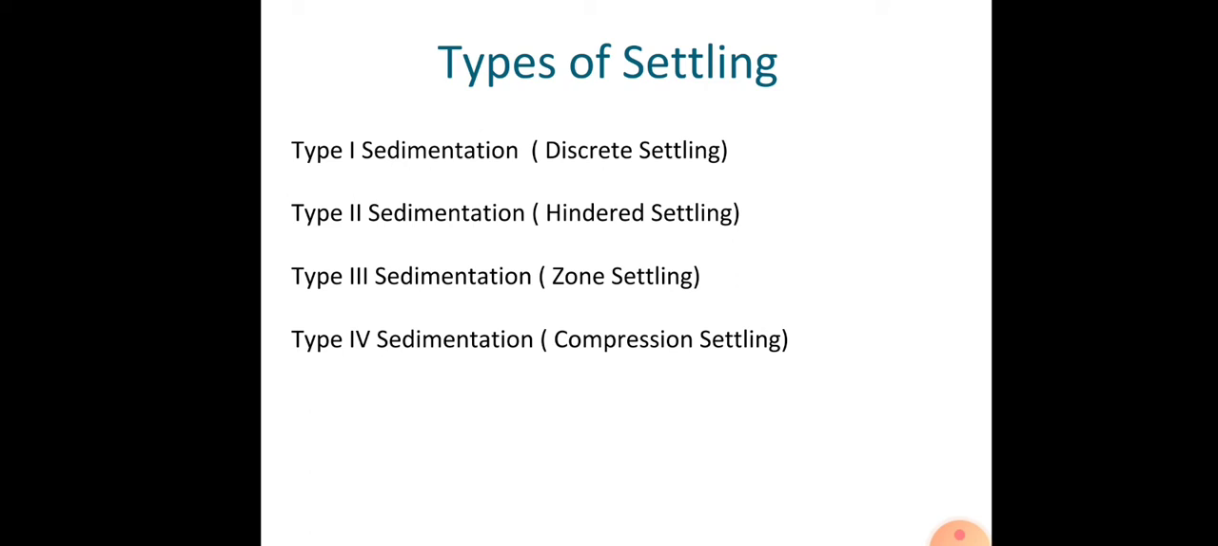And compression settling also refers to the flocculant suspension wherein the concentration of the particles is very high. So here what happens? There will be a compression of particles. But in a water treatment plant we will be dealing only with type 1 and type 2 settlings, because we encounter only these two types of settling in the water treatment process. The other types mentioned here, like compression settling, happen when it comes to wastewater. So in the water treatment process, only type 1 and type 2 settlings are usually encountered.